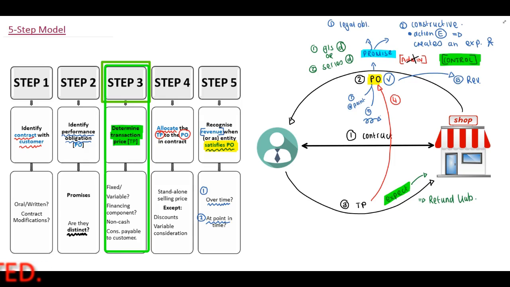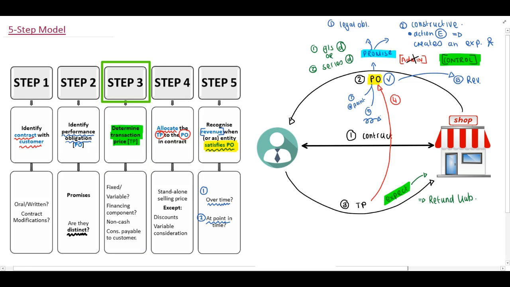Now, there are 4 very important aspects that we need to look at. The one is that some of these transaction prices can be variable. It can include financing components. It can be non-cash items. And then there can be considerations payable to a customer. Now guys, just briefly, considerations payable to a customer will normally be loyalty points and all of those cards that actually just fill up our purse.